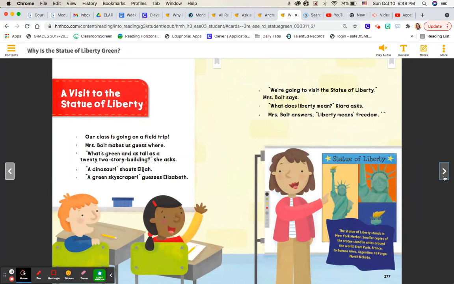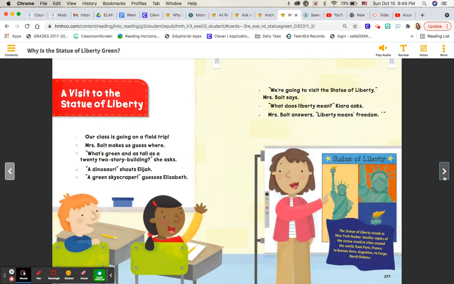So it says, a visit to the Statue of Liberty. Our class is going on a field trip. Mrs. Bolt makes us guess where. What's green and as tall as a 22-story building, she asks. A dinosaur, shouts Elijah. A green skyscraper, guesses Elizabeth. We're going to visit the Statue of Liberty, Mrs. Bolt says. What does liberty mean? Kiara asks. Mrs. Bolt answers, liberty means freedom.